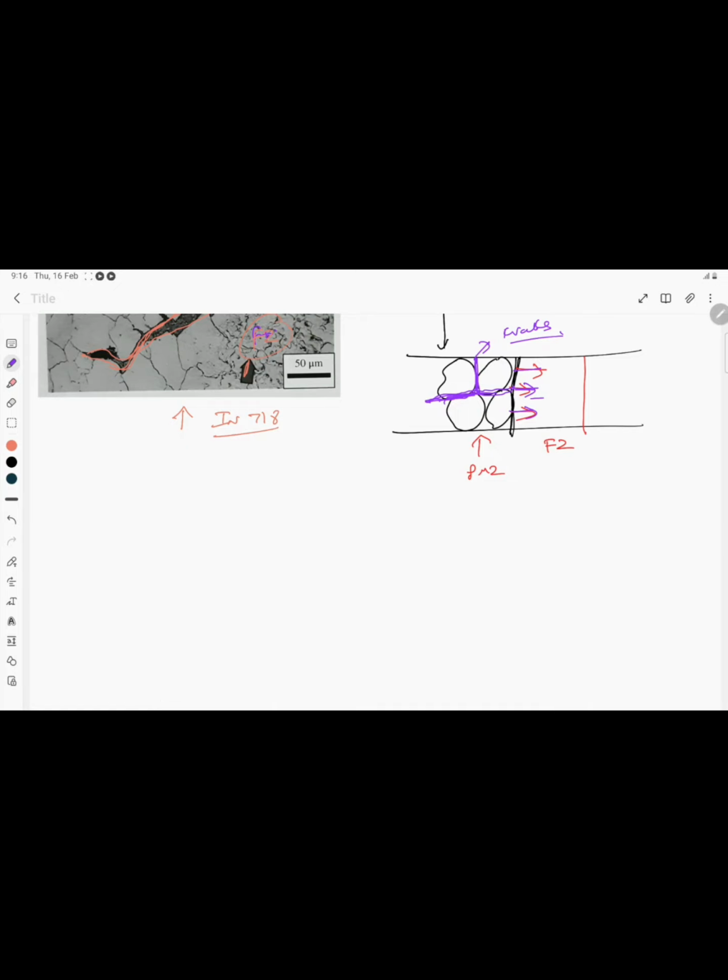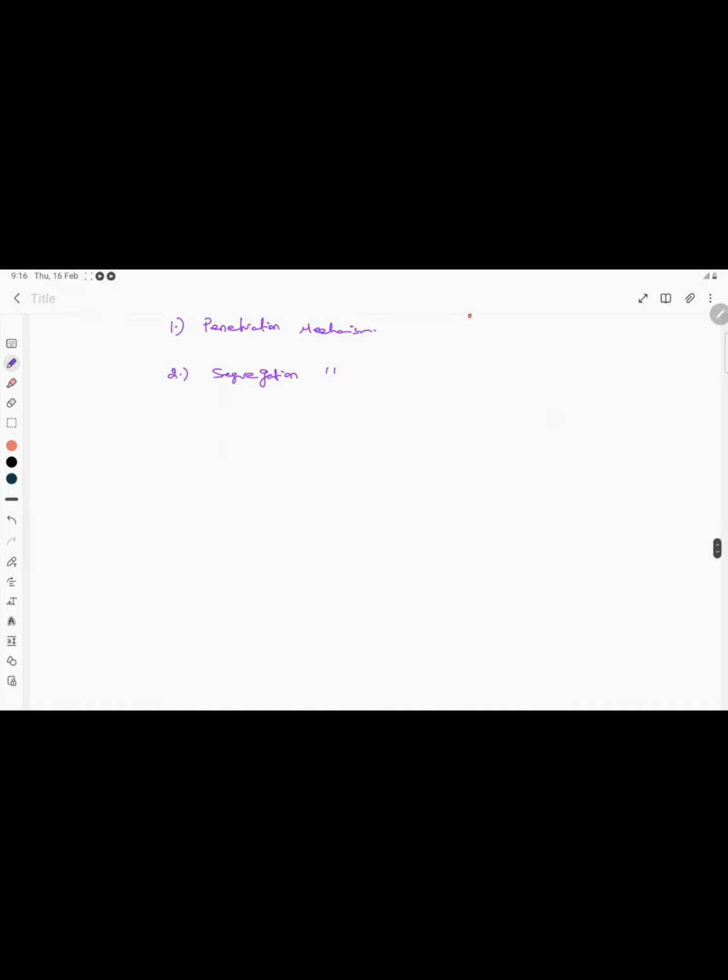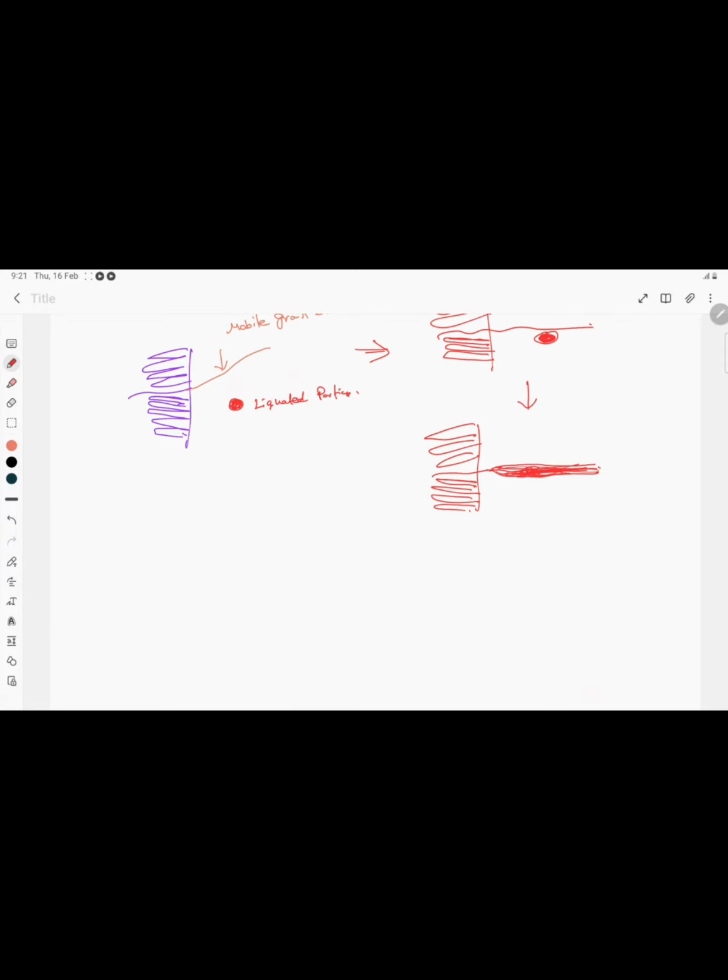There are generally two mechanisms that are responsible for the formation of liquation crack. First one is the penetration mechanism. Second one is the segregation mechanism. We'll try to understand both the mechanisms by which liquation cracks occur in any metal or alloy. First we will understand the penetration mechanism.